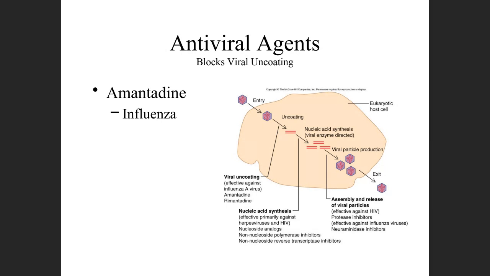What it does is block the uncoating step. Remember that after a virus enters a cell, it has to separate the capsid from the nucleic acid, so that the host cell can have access to the nucleic acids and make copies of it and make proteins from it. This antiviral agent prevents that. The influenza virus's genetic material stays permanently inside of the capsid, and eventually it just disintegrates and is no longer viable. So it blocks the uncoating step.